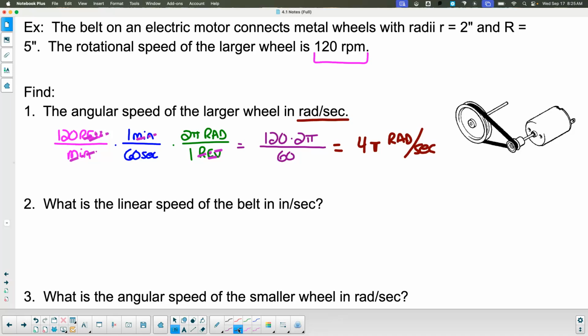So every second, this wheel is going around how many times? How many revolutions is it making? 2. It's making 2. Okay. Oh, sorry. That's the belt. There. Sorry, that's the big wheel. Okay, the big one, because we're still on the larger one. Okay.